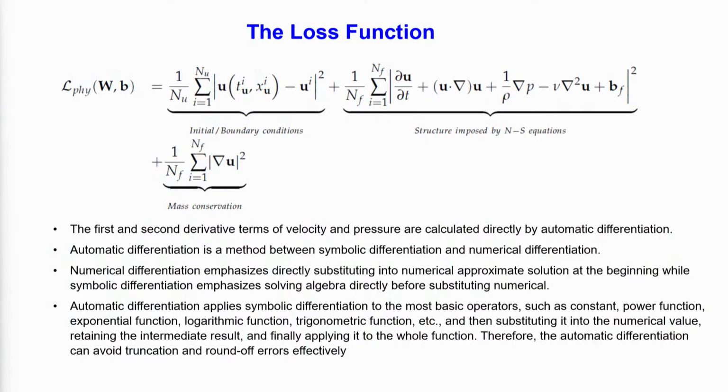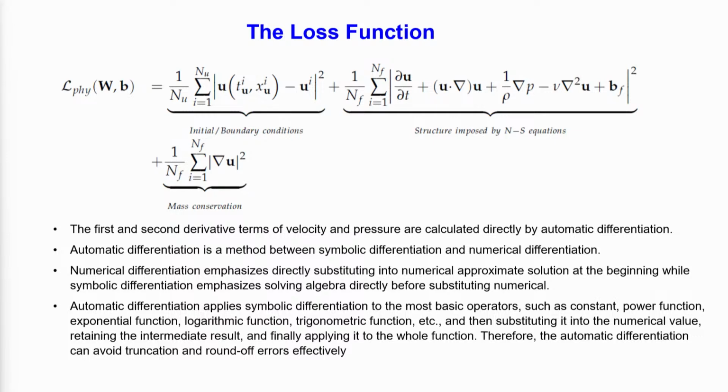The first and the second derivatives of velocity and pressure are calculated directly by automatic differentiation. So, it is a method between symbolic and numerical differentiation. Numerical differentiation emphasizes directly substituting into the numerical approximate solution, that we all know from numerical analysis, and symbolic emphasizes solving the algebra directly before substituting the numerical.